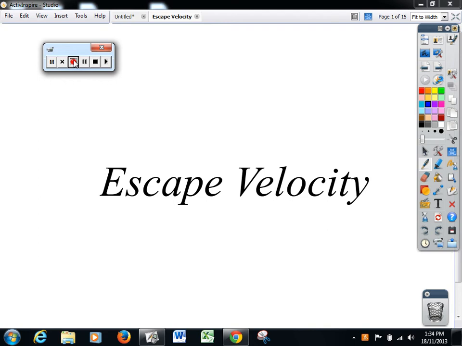But before we can actually understand how to get to space, we need to understand a few concepts along the way. And the first one that we're going to look at is escape velocity. Okay?